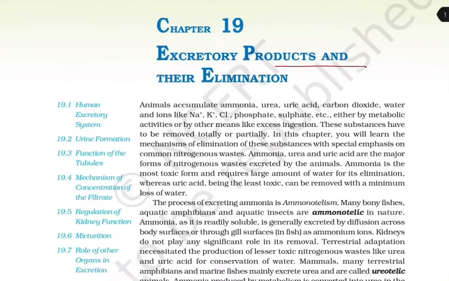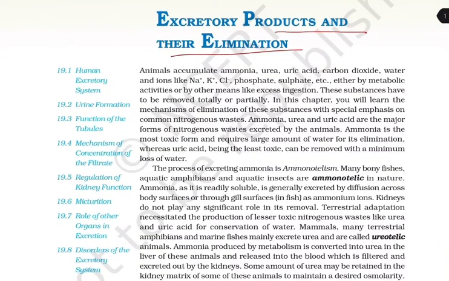Excretory products and their elimination. In this chapter, we will read about the human excretory system, urine formation, function of tubules, mechanism of concentration of the filtrate, regulation of kidney function, micturition, role of other organs in excretion, and disorders of the excretory system.